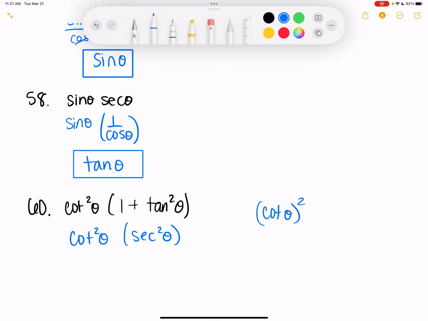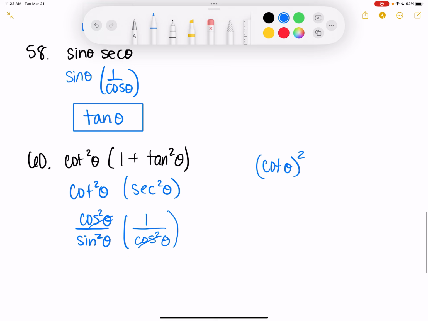So cotangent in general is what in terms of sine and cosine? Cosine over sine. So this is going to be cosine squared theta over sine squared theta. So it still follows the principle. You just put the squared on it. And then secant is what? 1 over cosine. So since it's squared, it'll be 1 over cosine squared. Cosine squareds cancel, leaving you with 1 over sine squared of theta, which is what?